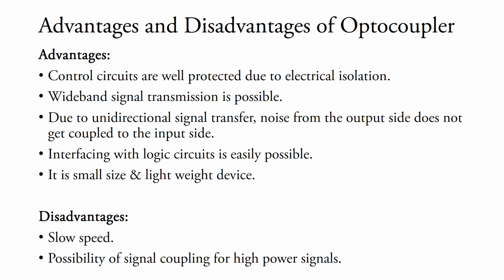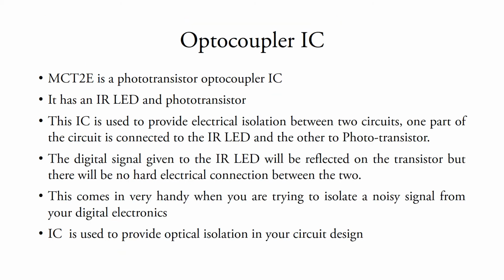The major advantages are that control circuits are well protected due to electrical isolation. There is no electrical connection between the two circuits, so control circuits can be protected. Wideband signal transmission is possible. Due to unidirectional signal transfer, noise from the output side does not get coupled to the input side. Interfacing with logic circuits is easily possible. It is a small size and lightweight device. Disadvantages: slow speed, and the possibility of signal coupling for high power signals is still limited.